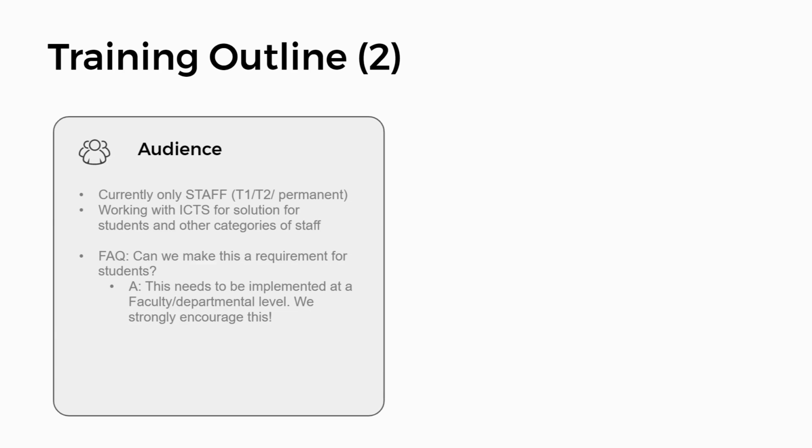Whilst our long-term goal is to target all members of the UCT research community, as defined in the Responsible Conduct of Research Policy, we are currently only able to offer our online training modules to staff who are classed as T1, T2 or permanent staff. We are working with ICTS to develop a solution for students and other types of staff to gain access to the program. We do sometimes also get questions on whether we can make this a requirement for students. And our answer to this is that this requirement would need to be implemented at a faculty or departmental level, and we do strongly encourage this.